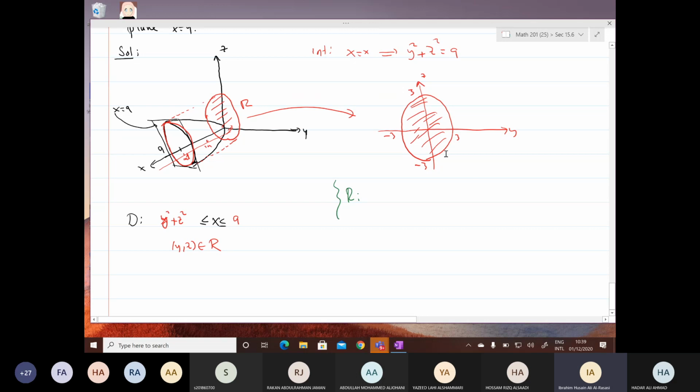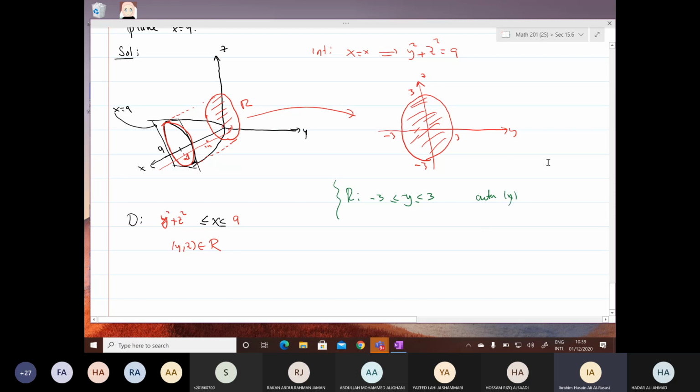Here you have y and z. So I need the outer to be y. What are the limits of y here, for this solid? The outer has to be constant: minus 3 to 3. Don't forget, the outer is always constant. I need the y interval to be the outer, so minus 3 to 3.